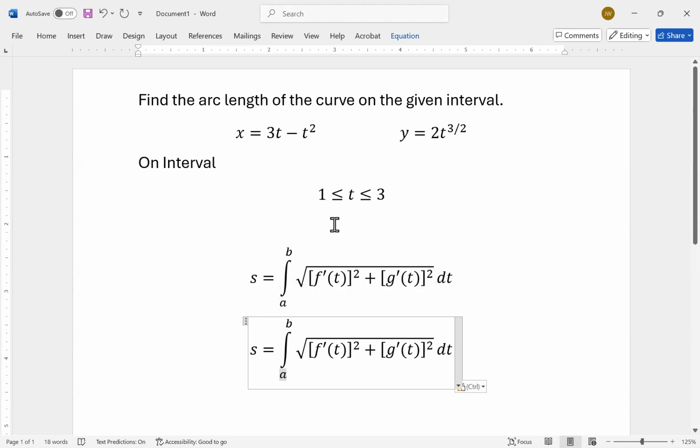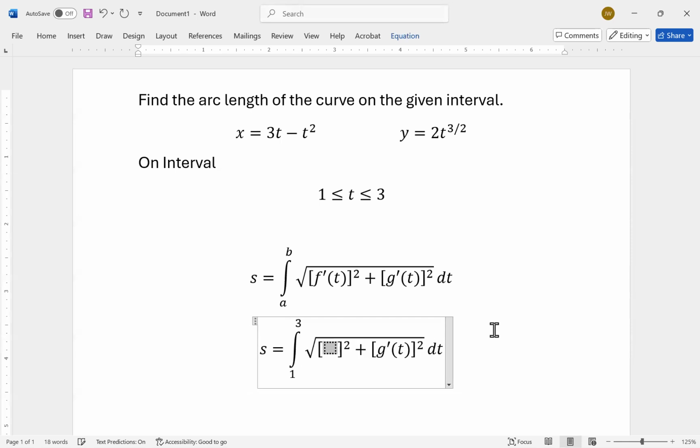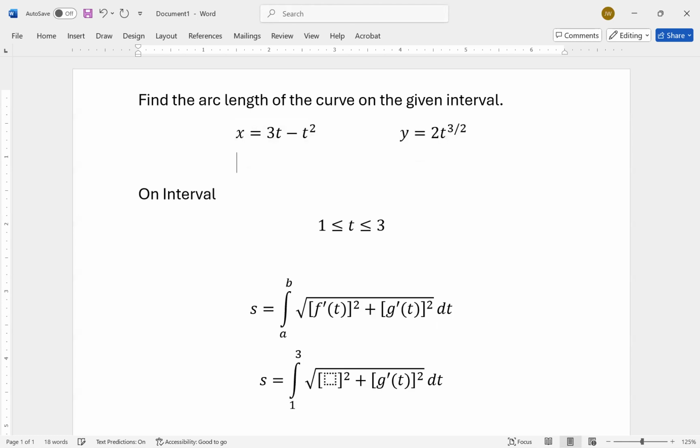In our case, it's pretty easy to see that the bounds on t should go from 1 to 3. So a in this case is 1, b in this case is 3. Then I have to take the derivative of my f, which is the derivative of the x function. I am going to use some kind of poor notation, not great notation. X prime of t is the notation I'm going to use, and that is going to be 3 minus 2t. That's the derivative of x with respect to t.